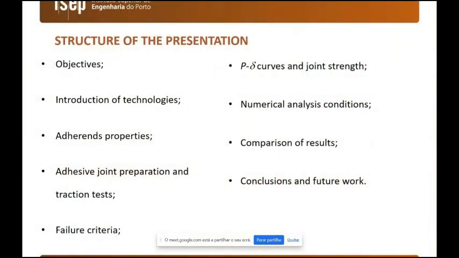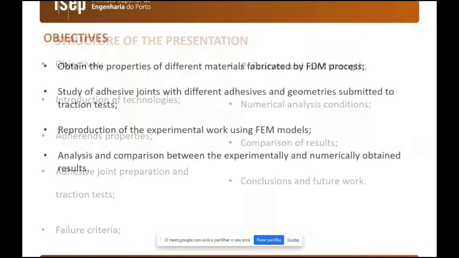Here we can see the structure of the presentation, which mainly has the objective statement, a short contextualization of the topic, then the experimental and numerical work, comparison of the results, and finally the conclusion and some suggestions for future work.